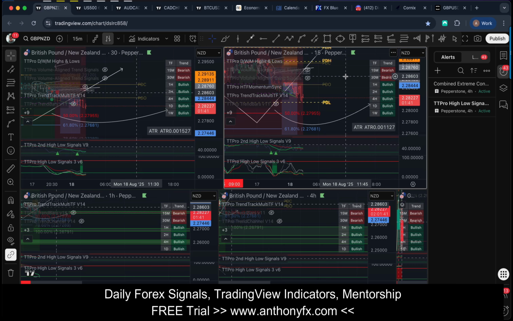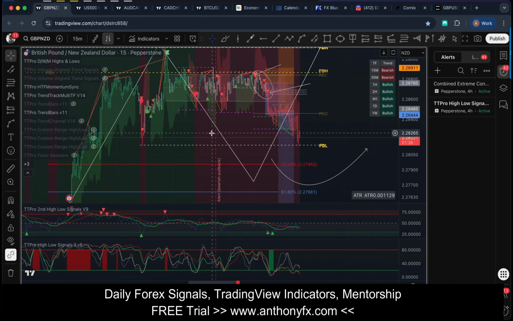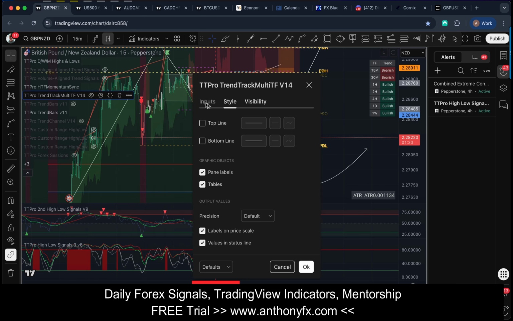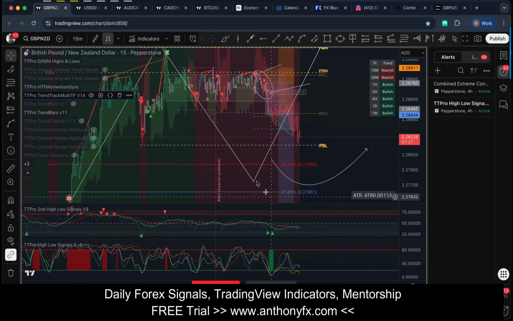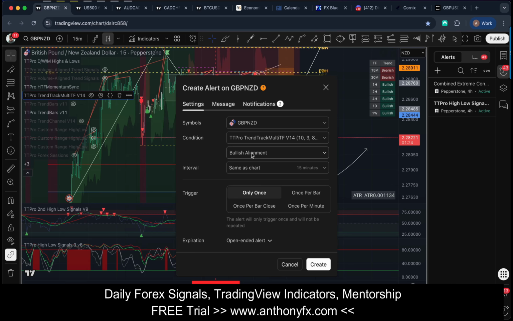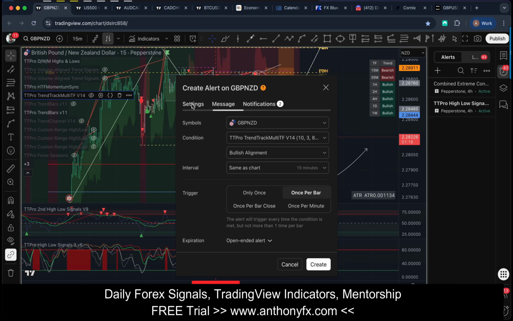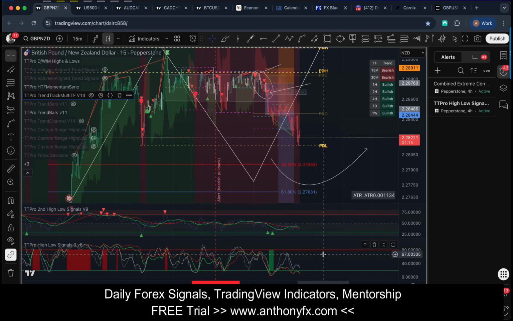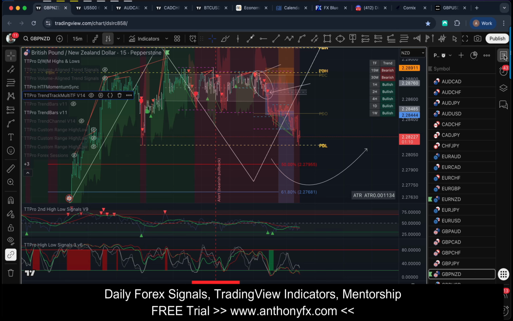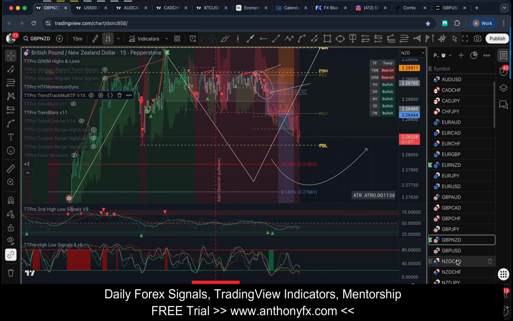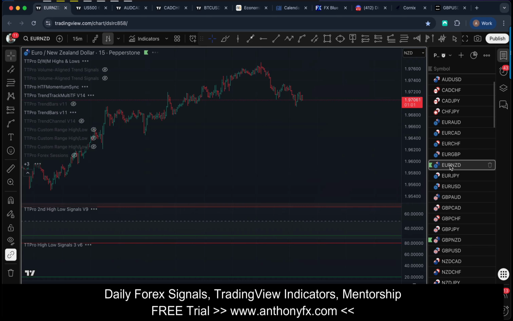So I'm going to go to the 15. An easy alert would be you want this red to turn green. So Trend Track Multi, that one, set it up on the 15M, go okay, and then just go to the 3 dots and go for a bullish alignment there, once per bar. All right, make a noise, go and create. So as soon as this red turns to green, I'm going to be interested, and it's going to be the same story for the Pound Kiwi and the Euro Kiwi. Euro Kiwi, that's in a bullish trend on the higher time frame.